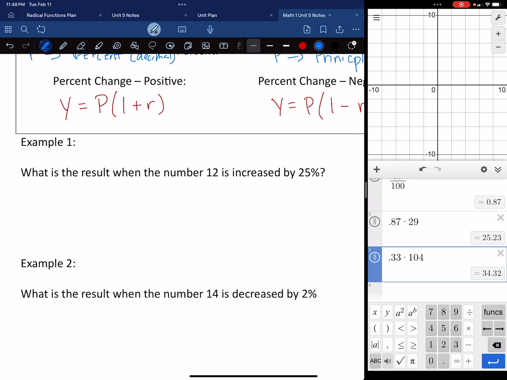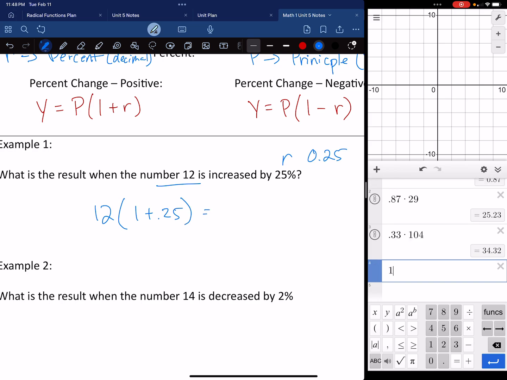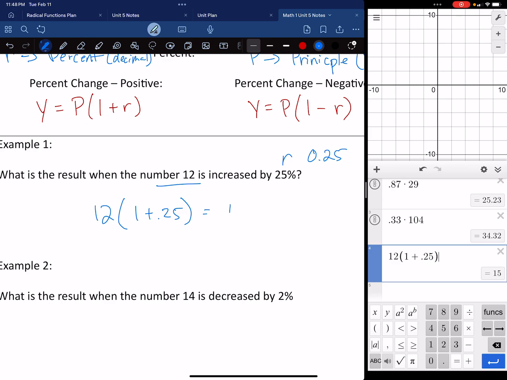If I take the number 12 and increase it by 25%, right? So when we're saying this, this is my starting number, and this is going to be my rate. But we don't write 25. We're going to write this as 0.25. Okay. So again, we're going to do 12 times 1 plus 0.25. We're just going to throw that right into the calculator. We have 12 times 1 plus 0.25. So this is just going to be 15.